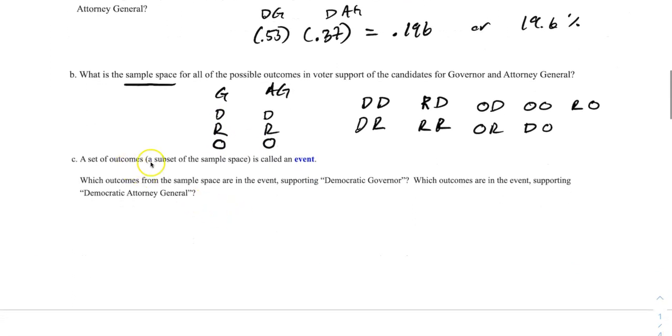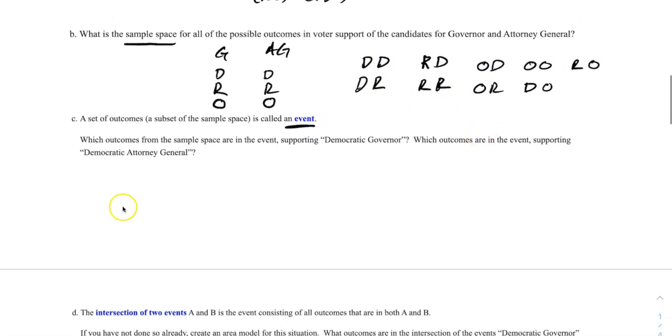A set of outcomes, a subset of a sample space, is called an event. So events are just like one of these, whichever one you want to happen. So what's the event of a Democrat, or the event of other-Republican? That's what an event is, one of these outcomes. Which outcomes from the sample space are in the event support Democratic governor? The way I did it, the first letter is governor, so anytime there's a D in front, that's support Democratic governor. So DD, DR, and DO. Those are the ones that support the Democratic governor.